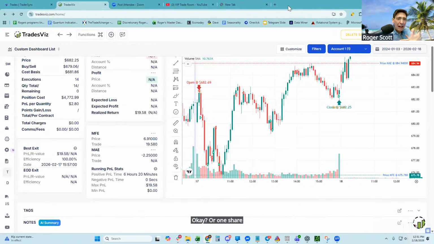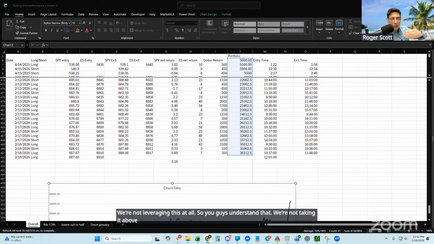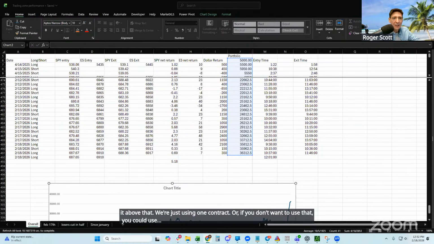There's no leverage here. We're not leveraging this at all. So you guys understand that. We're not taking it above that. We're just using one contract. Or if you don't want to use that, you could use the SPY, and SPY doesn't have any leverage whatsoever. So that's how it looks. You can see the numbers right there, line for line.